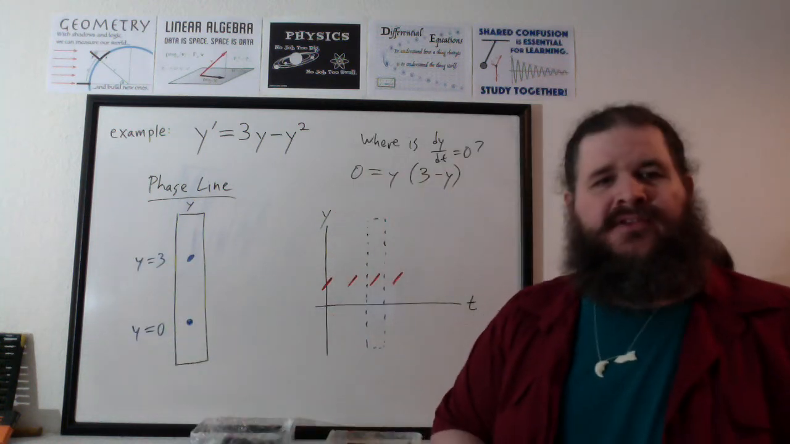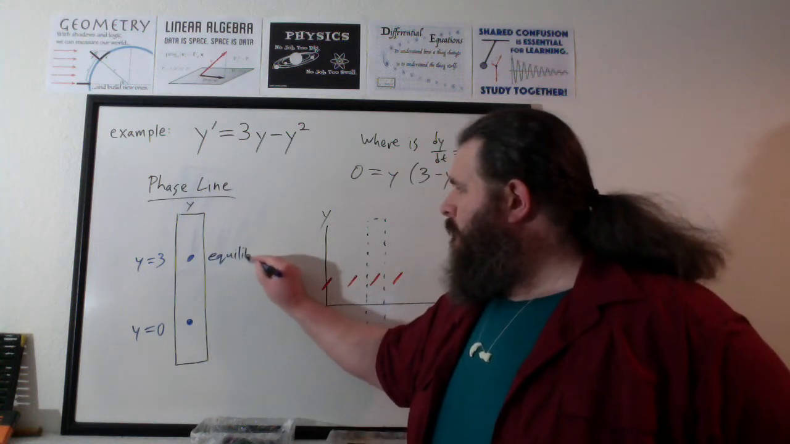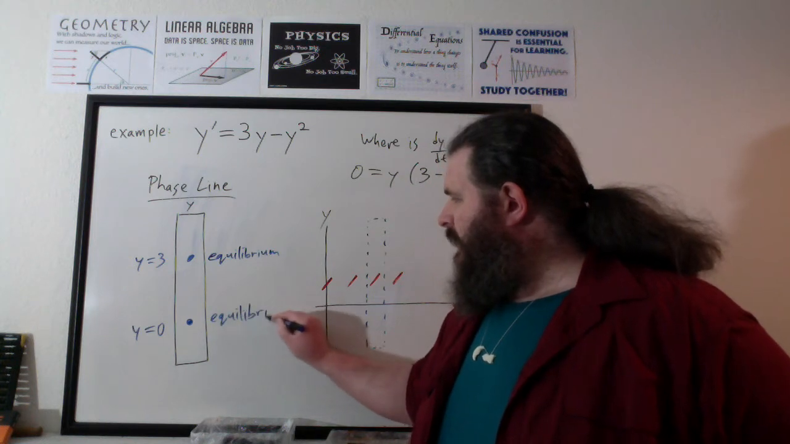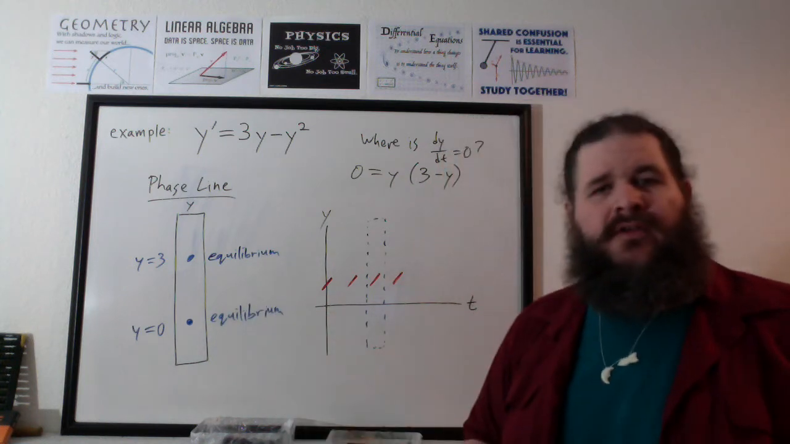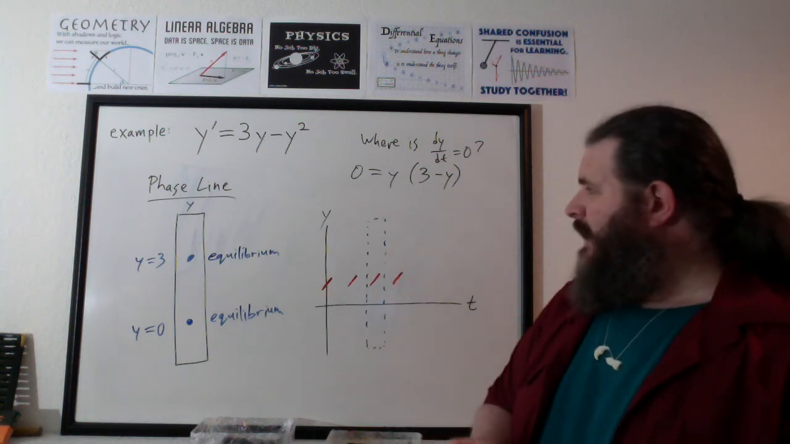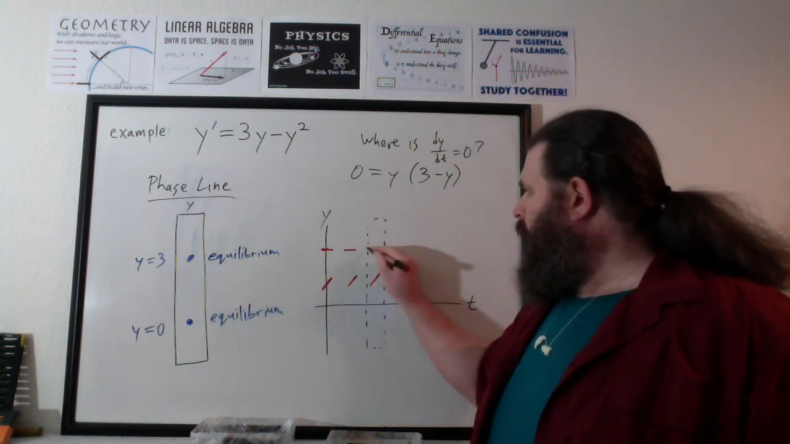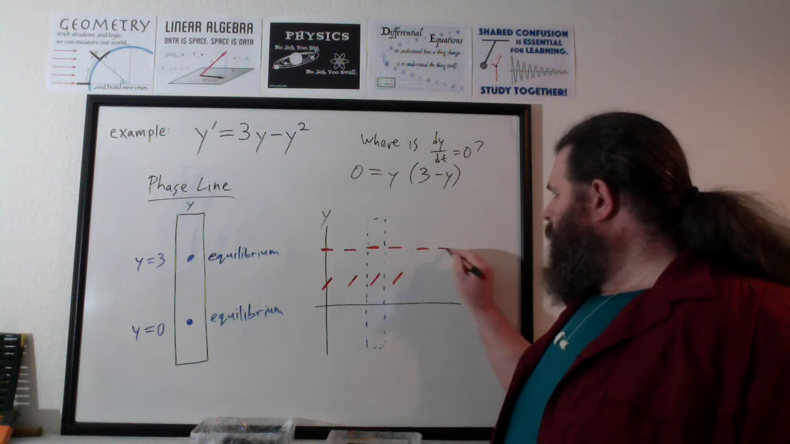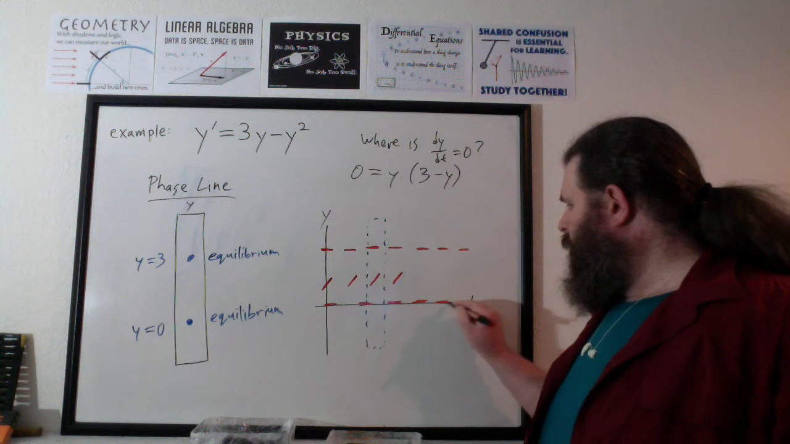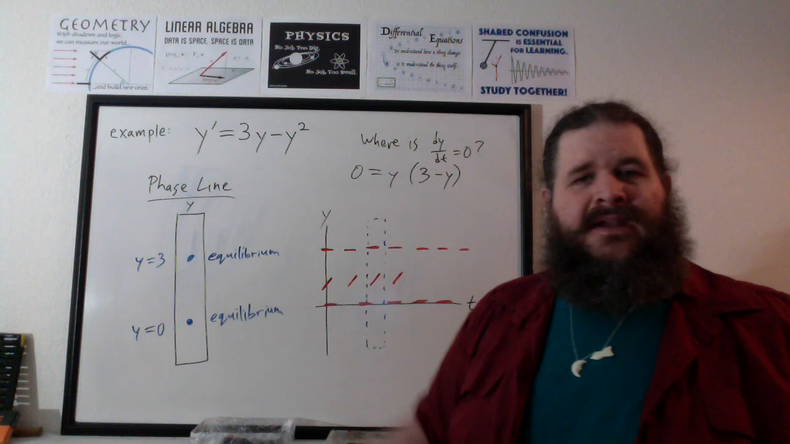We know that at those locations the slope is going to be 0. So we call those equilibrium. Equilibrium in the sense that the slope there is 0. So if you start at that y value, you're just going to stay at that y value forever. In fact, on the graph of the direction field, that's just going to look like horizontal forever. Same thing at y equals 0. Slope 0.